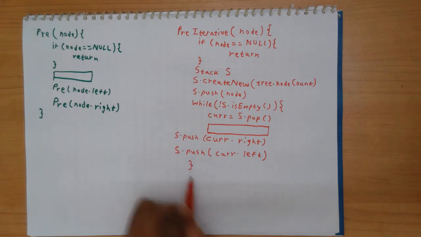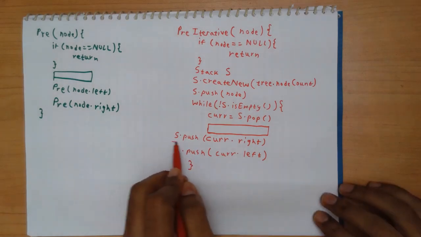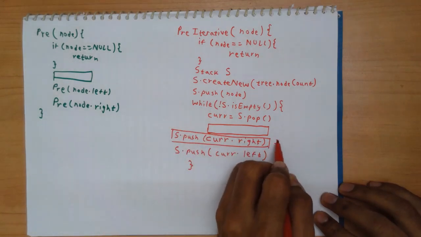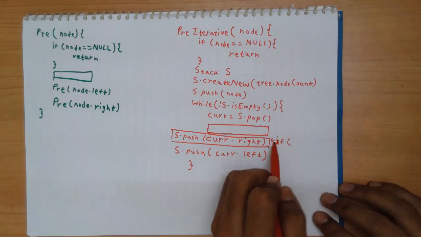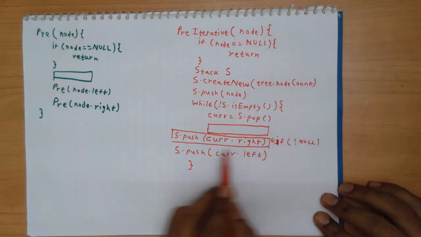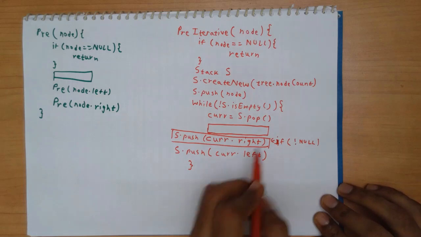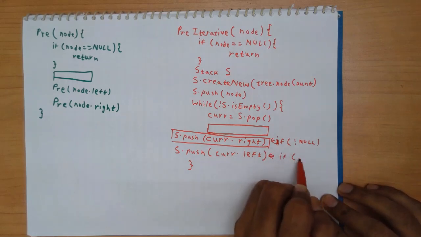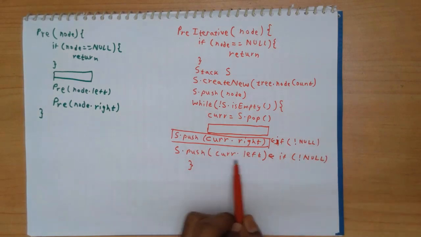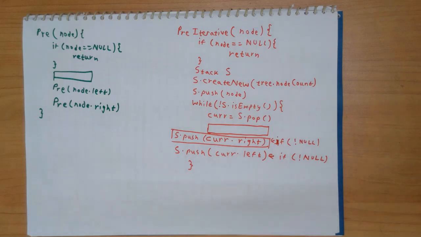And then the extra thing I should do is check if these are null. So I should put a condition around it, so only if they are not null, in that case I should put those nodes onto the stack. Similarly here I should add a condition if they are not null. So push current dot right onto the stack if it is not null, push current dot left onto the stack if it is not null. And that's how you have emulated the logic of recursion in the iterative manner.